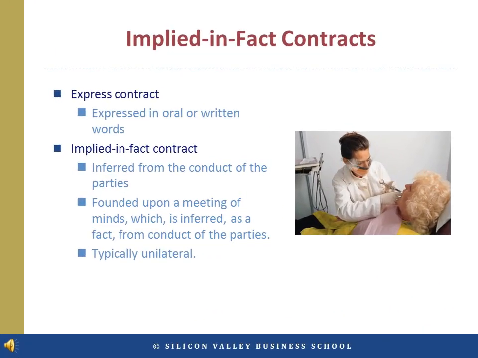Certain types of contracts are required to be in writing and signed by the parties. But many contracts can be formed without any writing at all, and some can be formed without even a verbal exchange of words. An express contract is communicated between the parties in oral or written words. An implied-in-fact contract is a contract agreed by non-verbal conduct, rather than by explicit words.